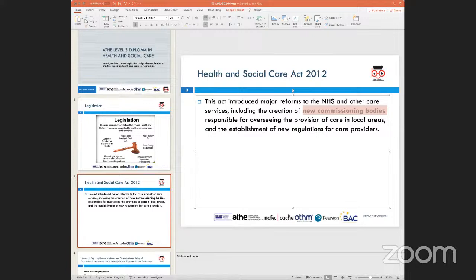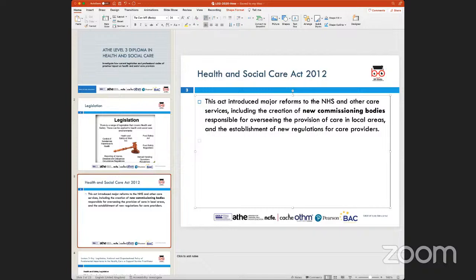Then it also introduced what are called health and well-being boards. If I look at health and well-being boards, these boards were essentially created where local authorities were brought in as stakeholders, and along with the CCGs, they were able to understand and assess the needs of the local populations to be able to provide service.